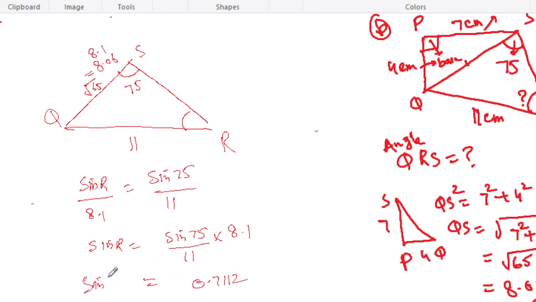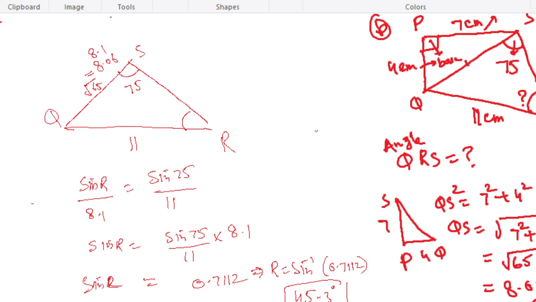So sine R is 0.7112. Now this implies that R is equal to sine inverse of 0.7112. The sine inverse of 0.7112, the angle is 45.3. So the answer is 45.3 degrees. That's the answer here. So the result is there.